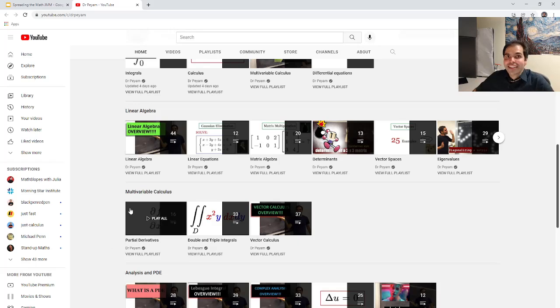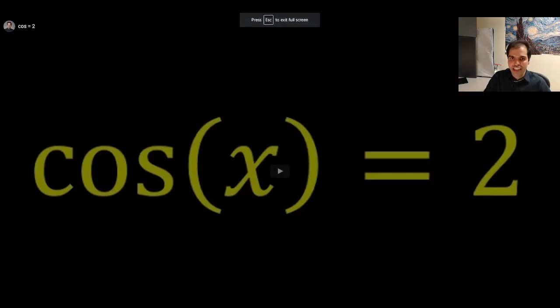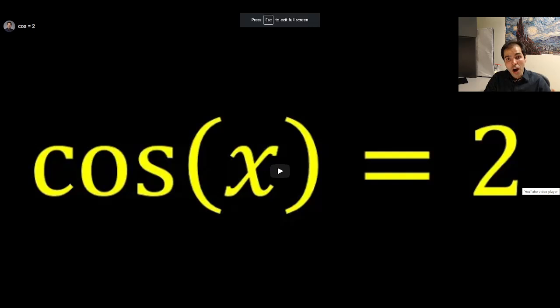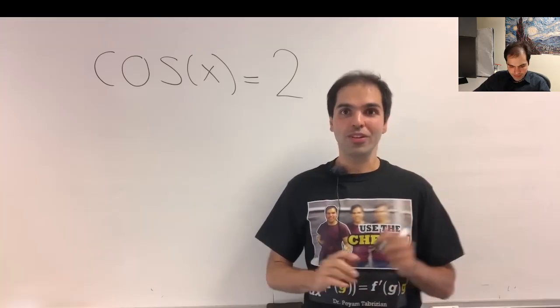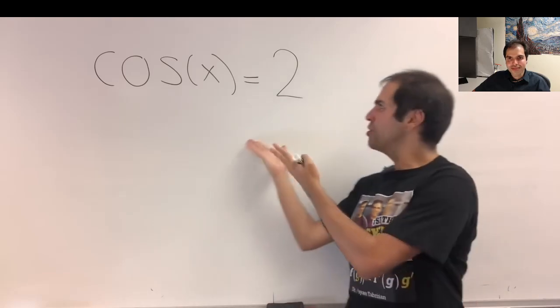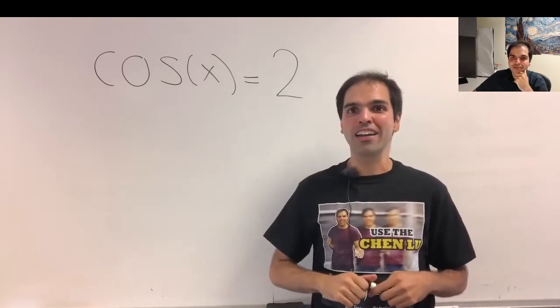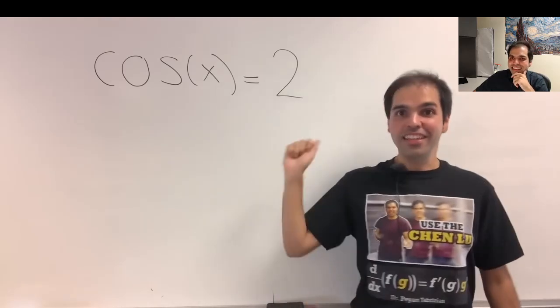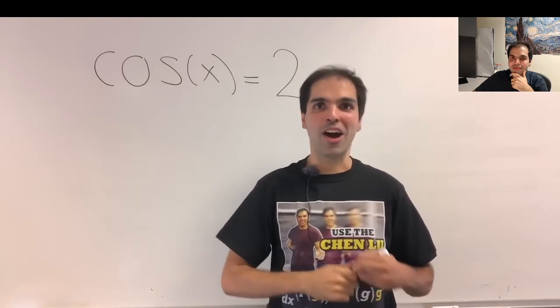And in fact, to kindle your interest, let me show you a little clip for my cosine of x equals 2 video, where I use complex numbers to solve this equation. Can you solve cosine of x equals 2? Your calculus teacher said you can't, but actually you can. But wait, Payam, isn't cosine between -1 and 1? Yes, it is true if x is real, but false if x is complex.